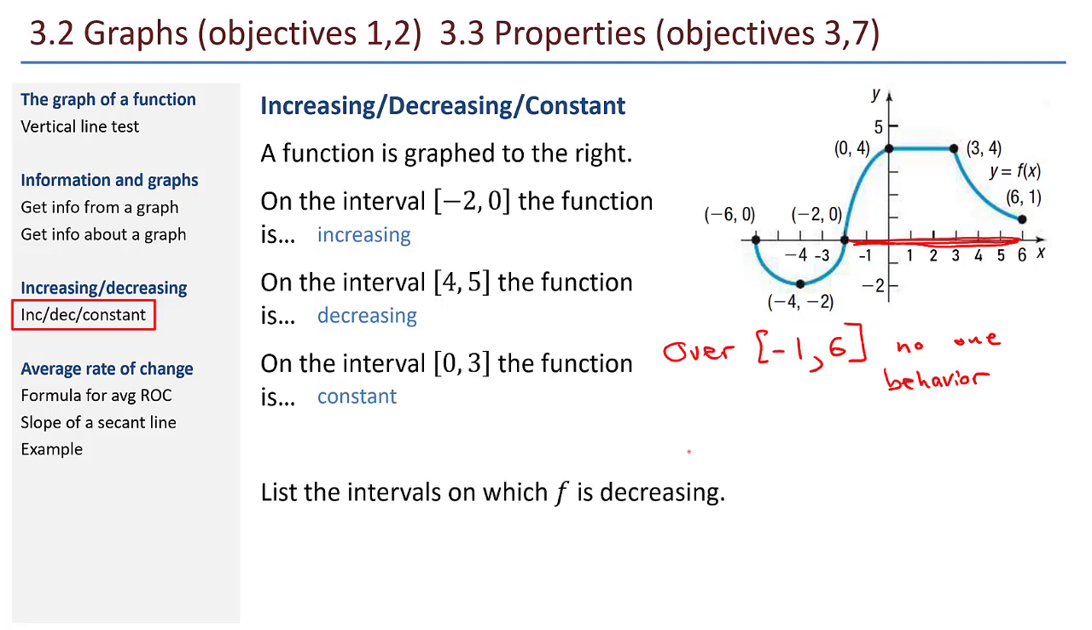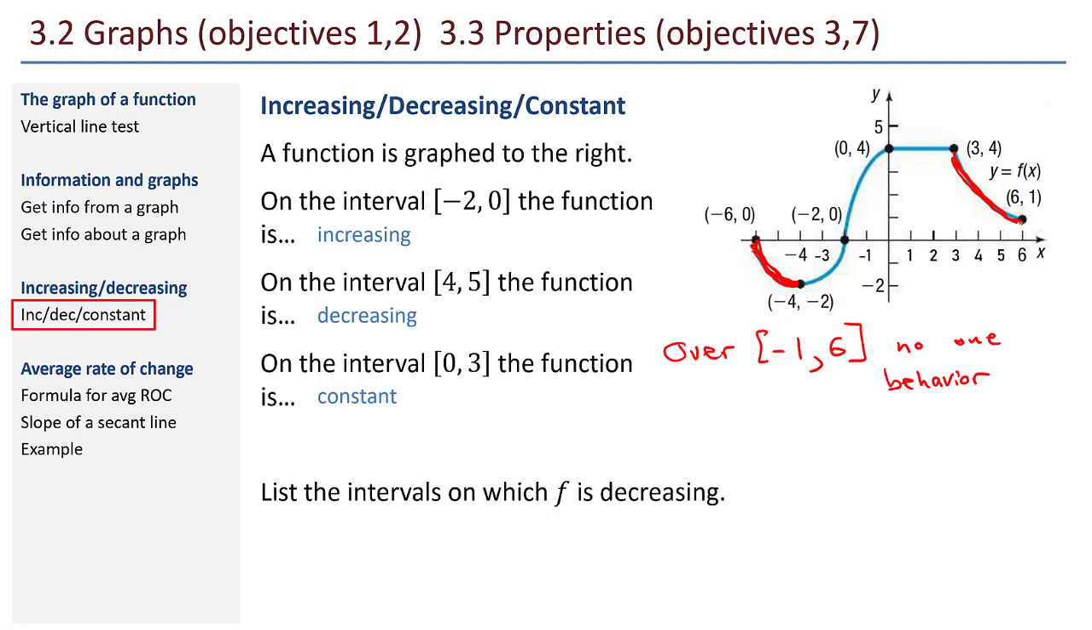Sometimes you see questions like this, where a function is given and it says, list the intervals on which f is decreasing. There are infinitely many intervals, but we're really looking for the largest possible intervals. So let's look at the graph and identify the parts of the graph where the function is decreasing. I see two segments. This segment on the far left is one segment where the function is decreasing, and also the segment on the far right. That's another place where the function is decreasing.